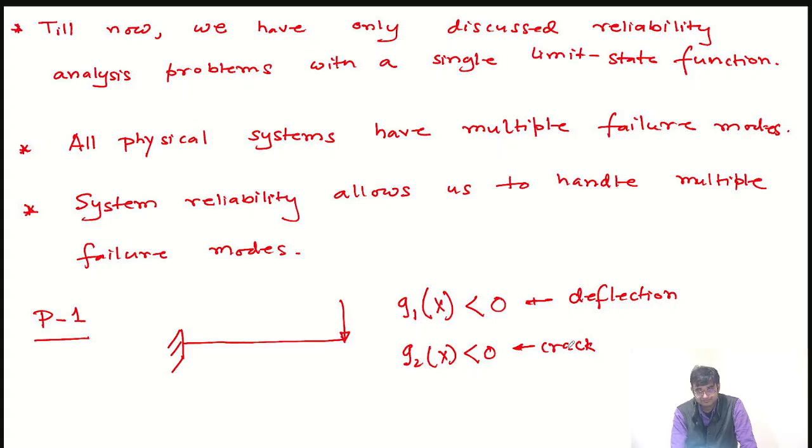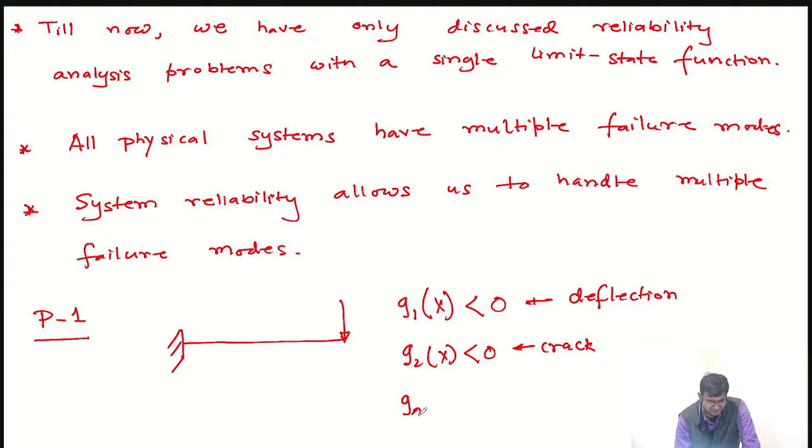Anything else? Joint failure. Along with fatigue, joint failure is one of the most common forms of failure. Most of the failures start at joints. So you can imagine, there are different failure modes that are there, even for a simple thing like this, right? So let's write G3 as the joint one.